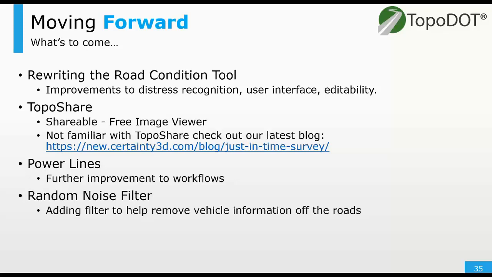So making it a little bit more user friendly there. TopoShare, which I just mentioned, we are going to be allowing for a shareable free viewer. So if you have TopoShare and you want to provide a free image viewer for your client, that will eventually be possible. And if you're not familiar with TopoShare, definitely check out our latest blog on what we call the just-in-time survey process. We have it laid out, what it is, with presentations on it, 2 presentations actually. So definitely visit that to get more information. And then power lines, of course, further improvements to workflows. And with the random noise filter, we're going to be looking into adding more filters to help remove vehicle information off of roads.